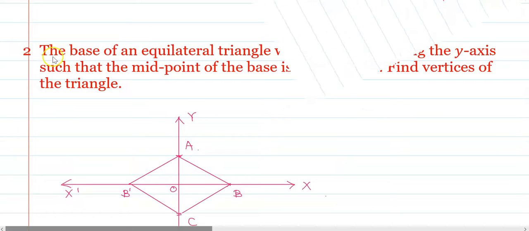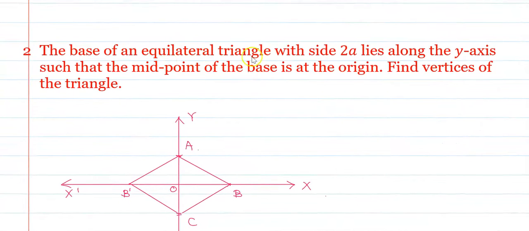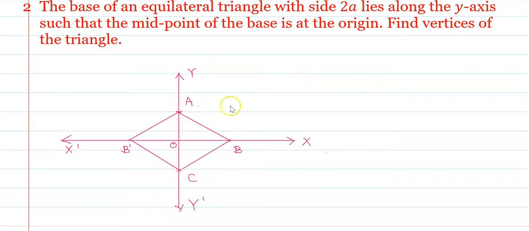Now the second problem: the base of an equilateral triangle with side 2a lies along the y-axis such that the midpoint of the base is the origin. If we consider AC as the base, its midpoint is the origin, and its coordinates are (0, 0). Therefore, the length of base is 2a.